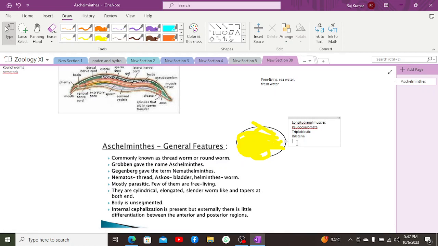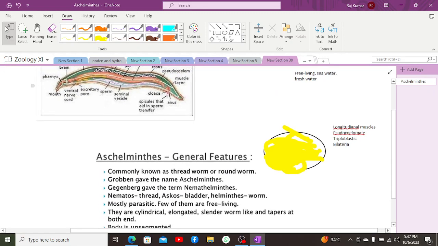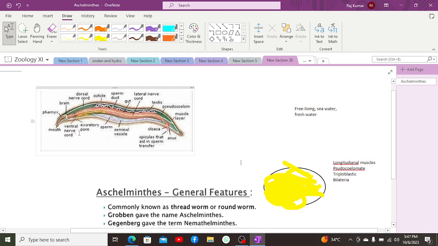Thirdly, they have a simple brain. Their nervous system consists of a simple brain made up of a ring of ganglia and nerve tissues present around the pharynx, as you can see in the diagram. This brain is connected with two longitudinal nerve cords, as in platyhelminths, which are interconnected with each other through transverse nerves. They have a ventral nerve cord and a dorsal nerve cord.